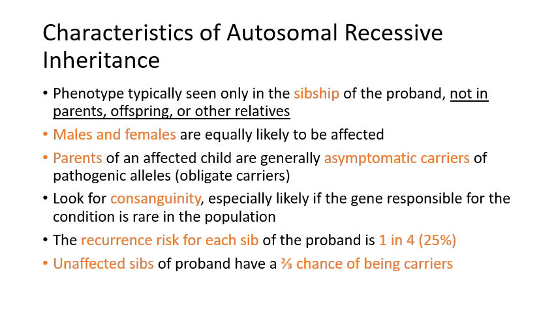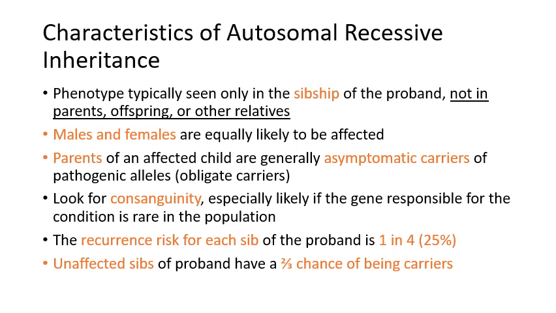So what are the characteristics of autosomal recessive inheritance? Phenotype is typically seen only in the sibship of the proband, not in the parents, offspring, or generally in other relatives unless there is multi-consanguinity within the family. So a brother or sister could also be affected, but the parents or the children are generally not affected because they're unaffected carriers. Males and females are equally likely to be affected. Parents of an affected child are generally asymptomatic carriers of pathogenic alleles. In other words, they're obligate carriers.